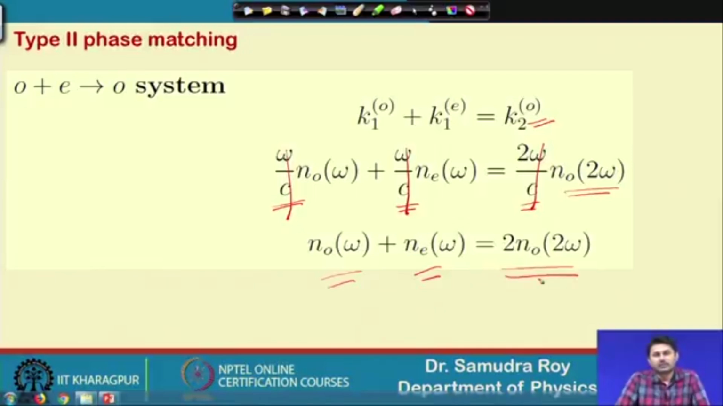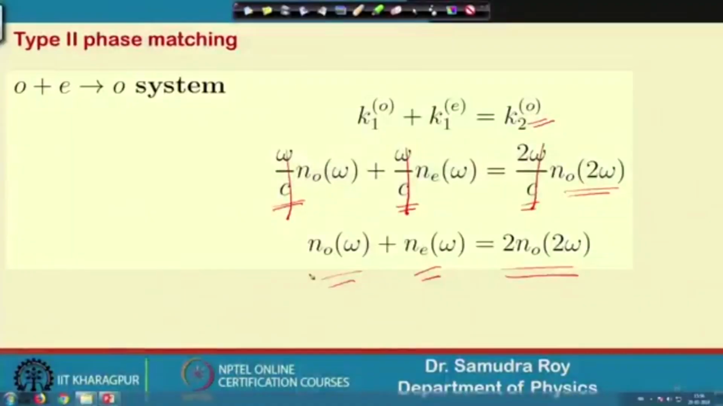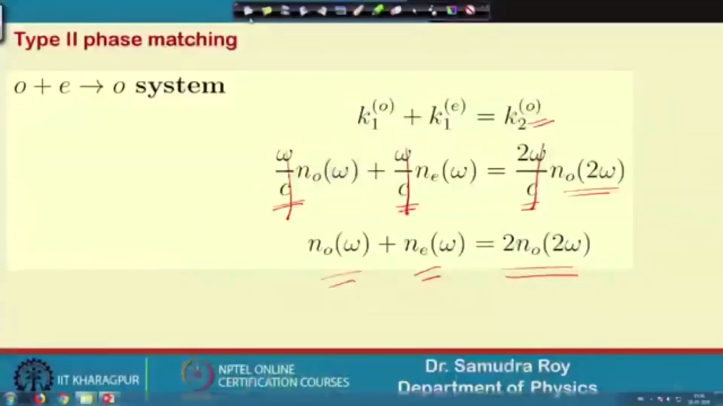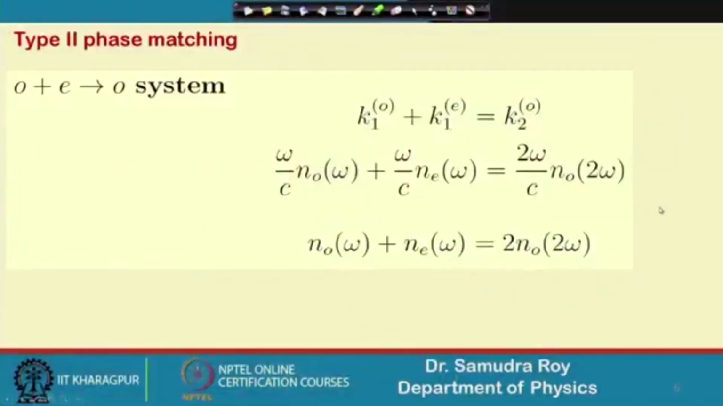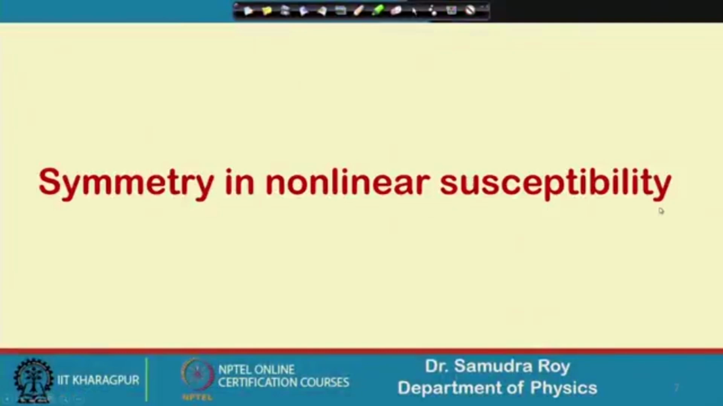So, these two are type 2 kinds of phase matching, but this type 2 phase matching is not easy to achieve. We need to maintain many things, there are many conditions for which we can have this, but we can always find the angle theta for which this can be possible. So, let us check what we have in the next slide.